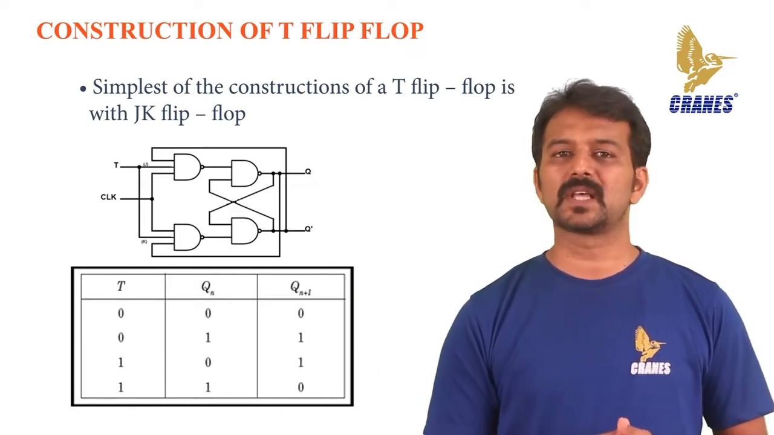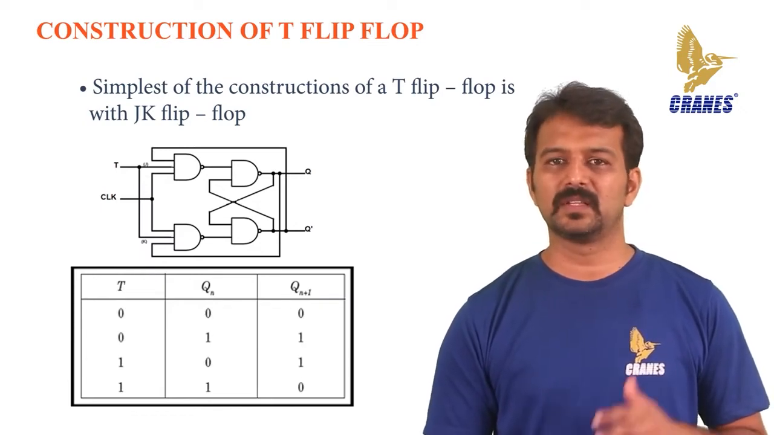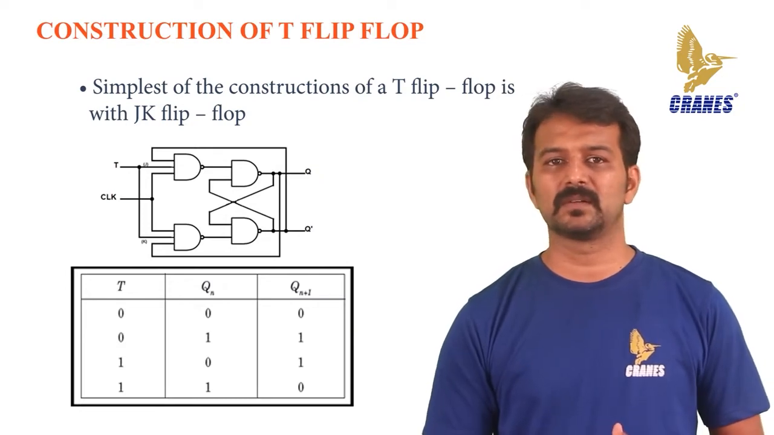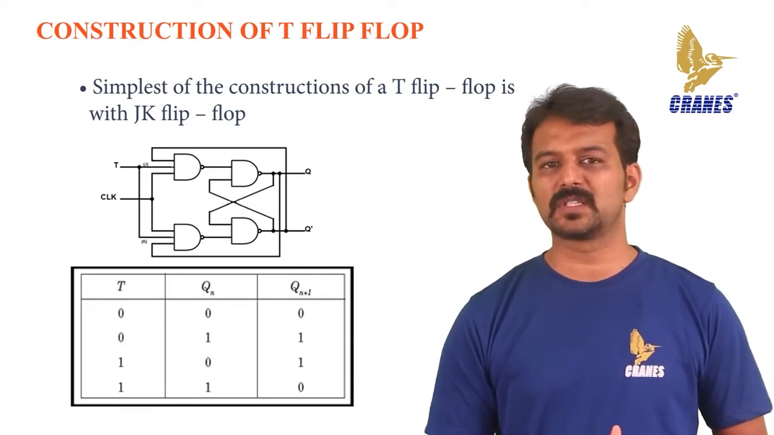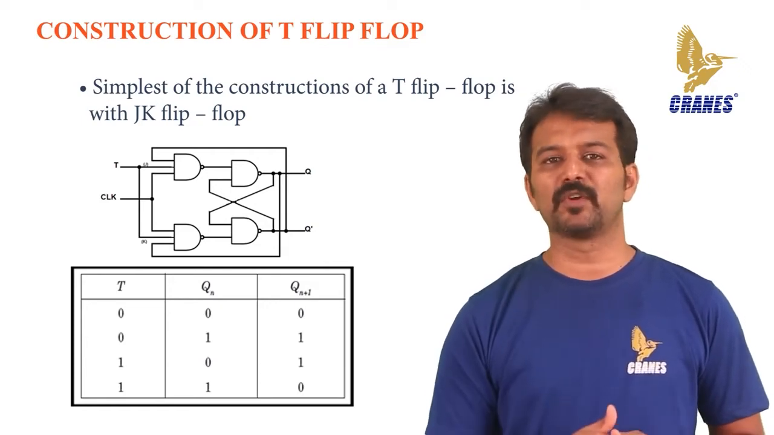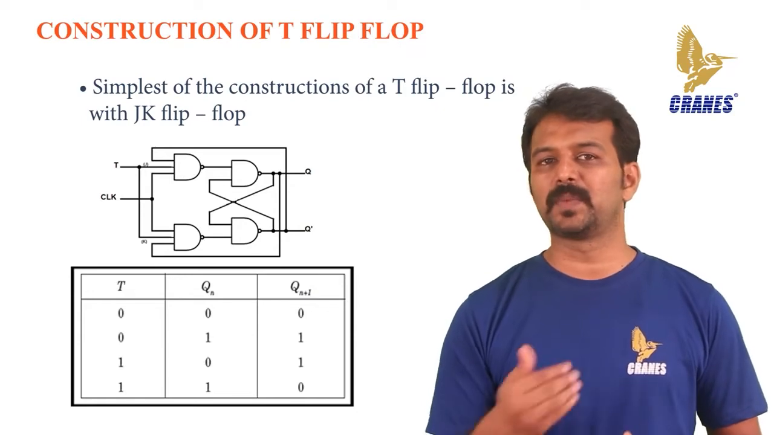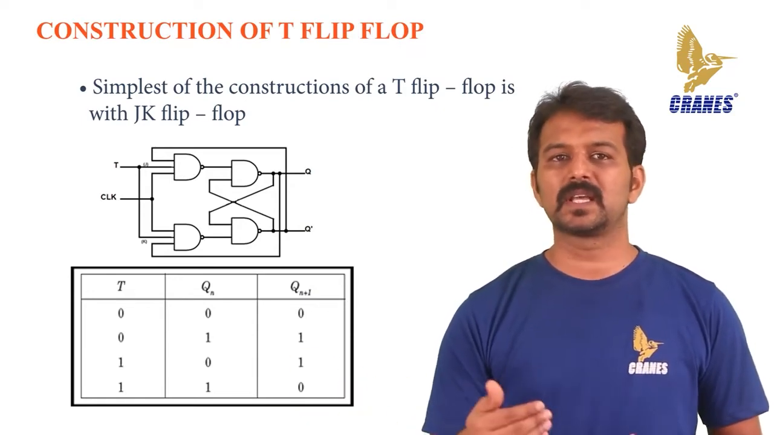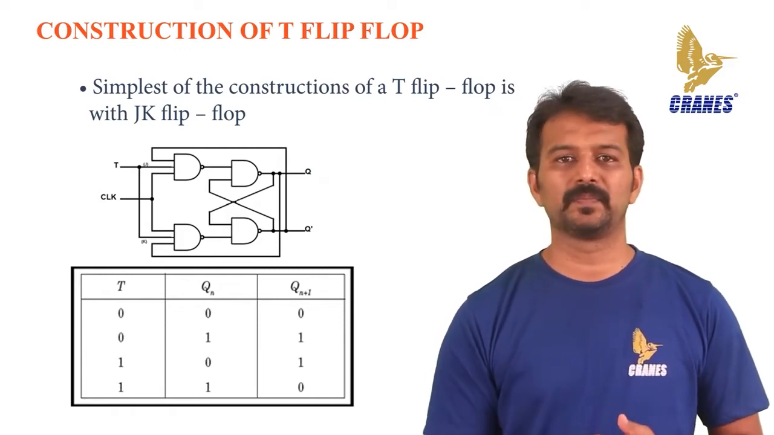When the T input is high and during the positive transition of the clock signal, the next state of the T flip-flop is the inverse of the present state. When T equal to 1 and the present state equal to 0, then the next state is 1. Next case is T equal to 1 and the present state equal to 1, then the next state is 0.